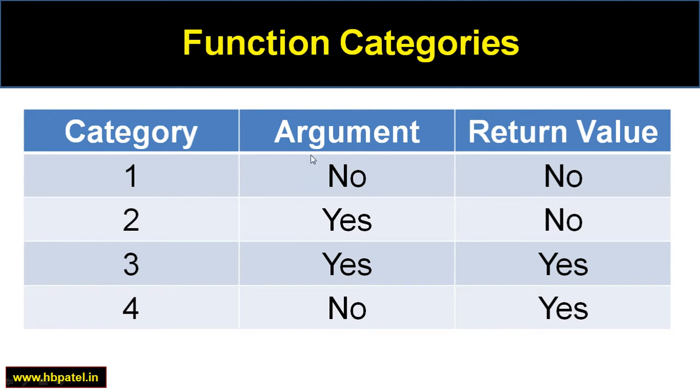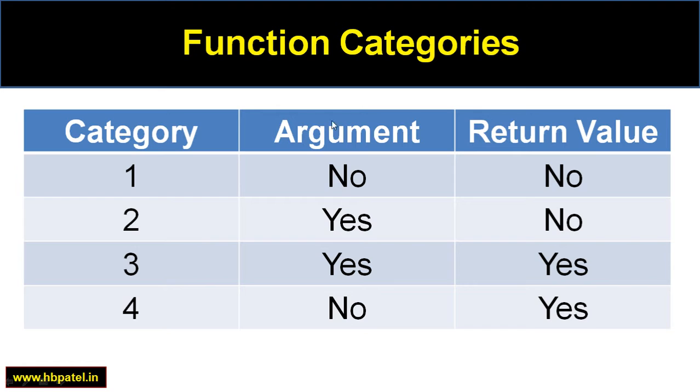The second category is where I can have an argument but I don't return anything. So the second category is function with argument but without return value. The third category is where I can have both argument as well as return value. So the third category is function with argument, function with return value. And the last category is function without argument but with return value. So based on argument and return value, these are 4 different categories of functions. We'll see each category one by one with an example.